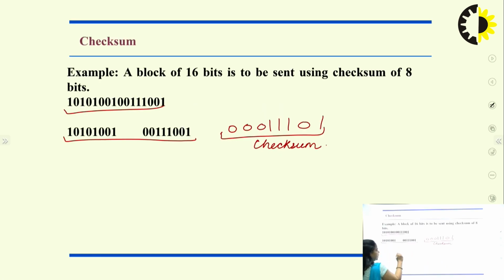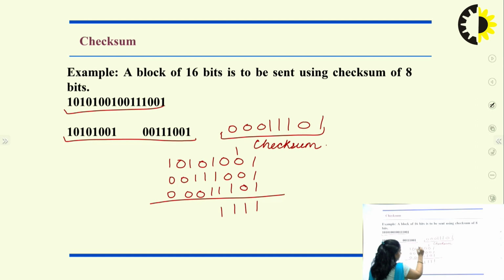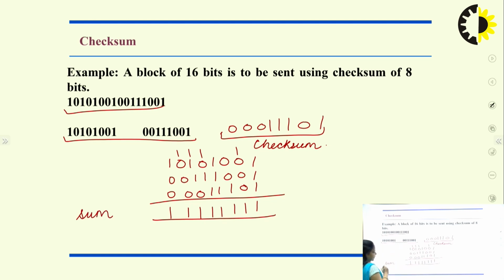This was the checksum generated on the sender side, right? So on the receiver side, what we have to do? Again we have to do the sum of all the data including the checksum. After doing the sum, we are getting all 1s. Then what we have to do? We have to take the complement of it to check the error. So to check the error, we have to do the complement of the sum.